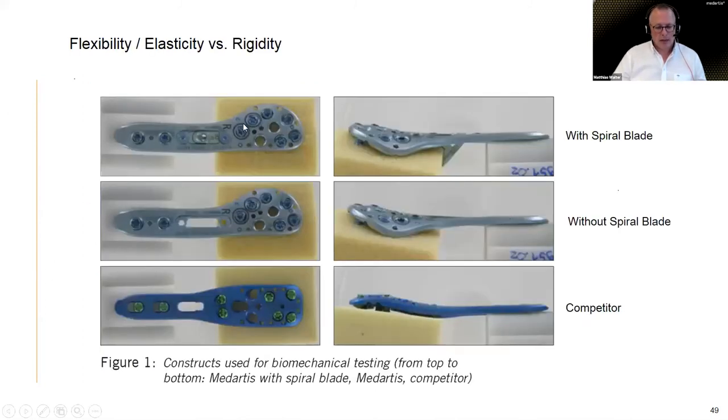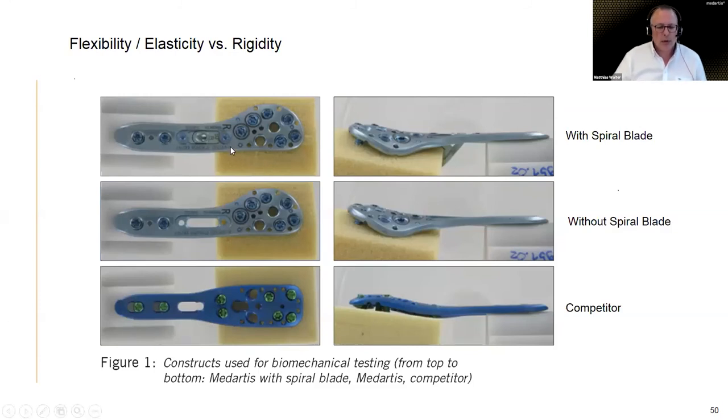Now, what we've done, we did a little comparison here. We used one of our plates with a spiral blade, one of our plates without the spiral blade, and a famous competitor in comparison. We put 6 screws in this setup, and in this setup, so we had exactly the same number of screws inside. The only difference was that with the spiral blade, we had an additional blade inside. That's why it's not fair to compare properly, but the effect that this has is quite interesting to see.